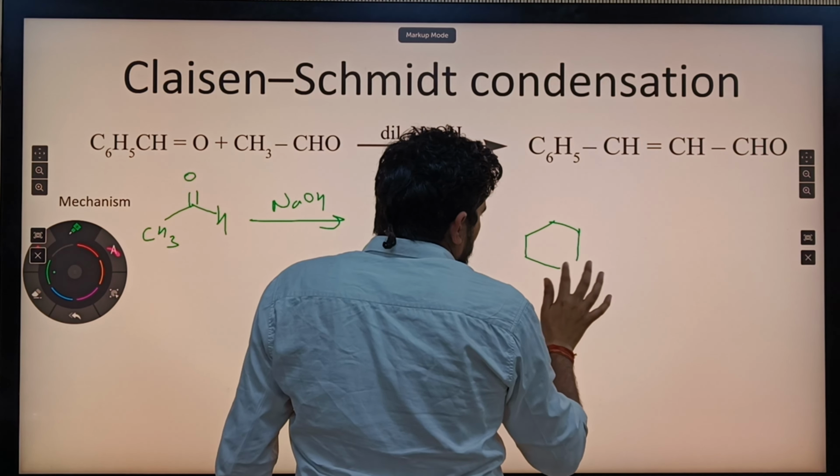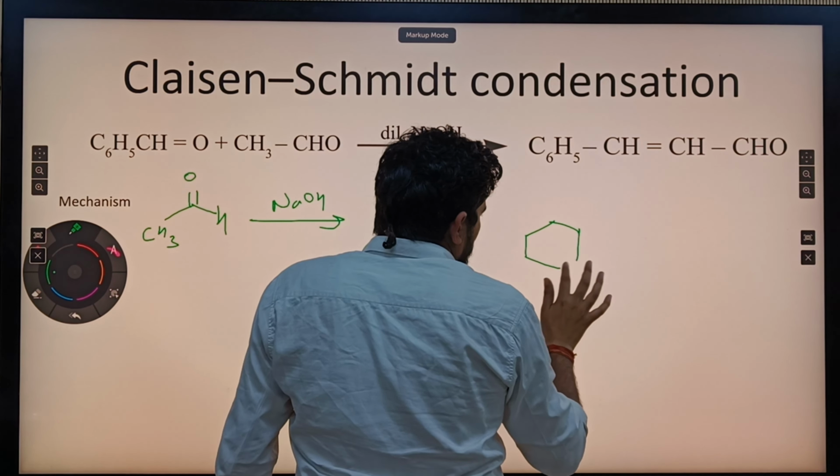So this is a Claisen-Schmidt condensation reaction. A condensation reaction means a small molecule like H2O or HCl comes out of the reaction. That reaction is called a condensation reaction. So let's move further to another reaction.